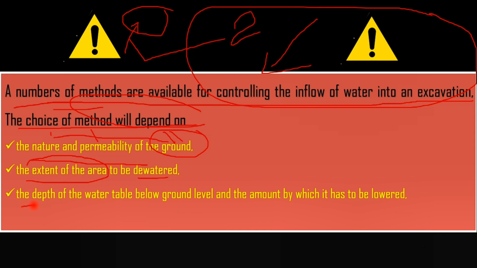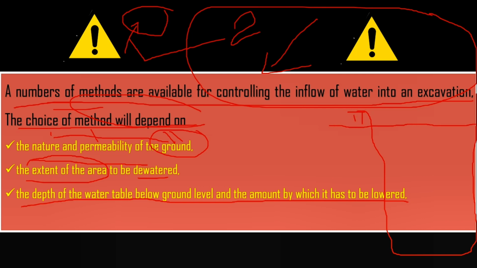Next one, the depth of the water table below the ground level and the amount by which it has to be lowered. For example, consider this is one of the cross sections of your excavation site. During the starting stage of excavation, you feel that up to this level the water table is available, like maximum up to 1 meter. That means when you start the excavation and after going up to 1 meter, you feel there is water. So the third point is how much depth you need to lower your water table.